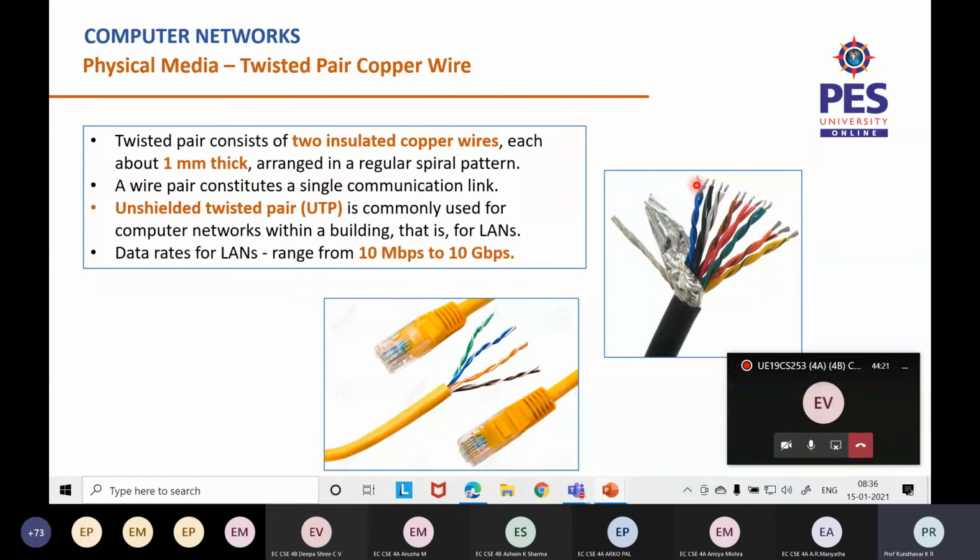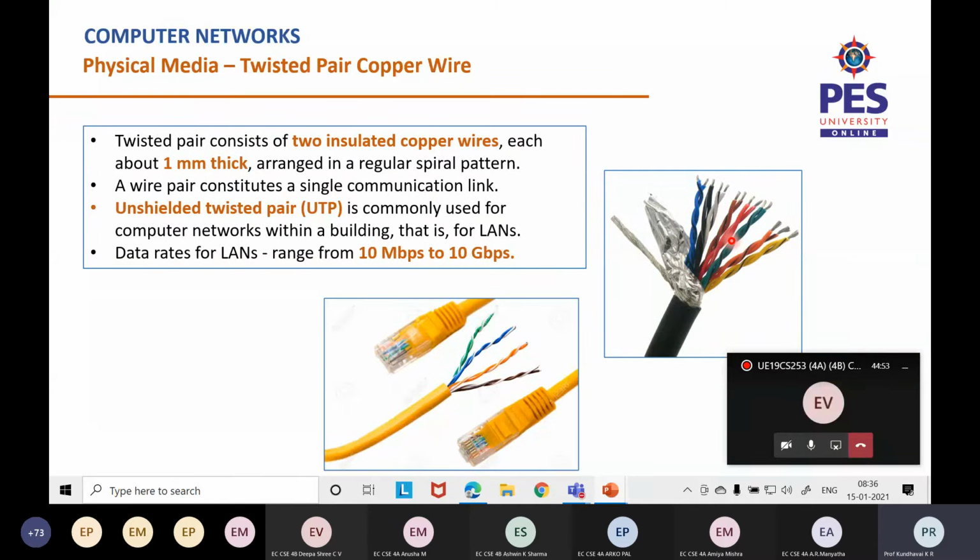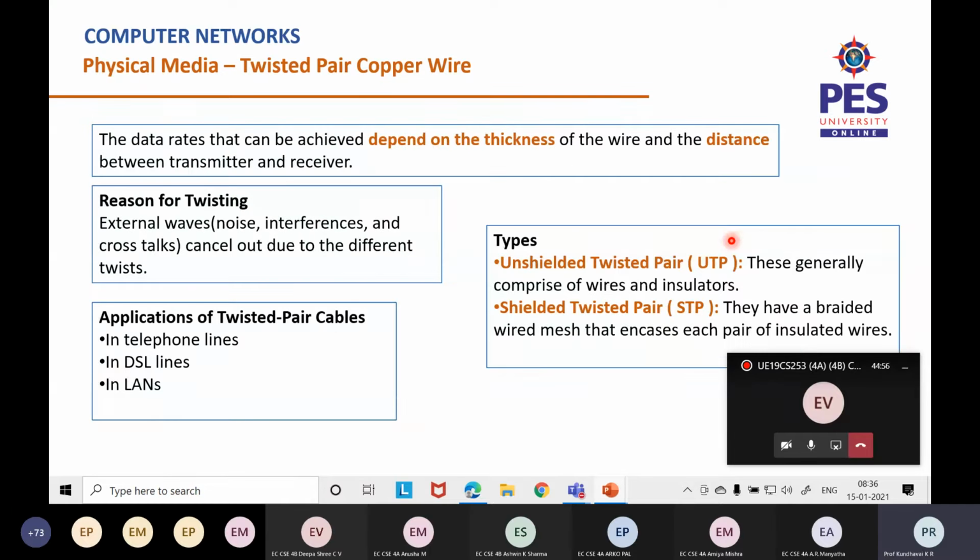There are two categories actually, unshielded twisted pair and shielded twisted pair, but the commonly used one is unshielded twisted pair. The data rates for this one fall between 10 Mbps to 10 Gbps. So you can look at this picture to have an idea of how a twisted pair looks. Okay, moving on to the next slide.